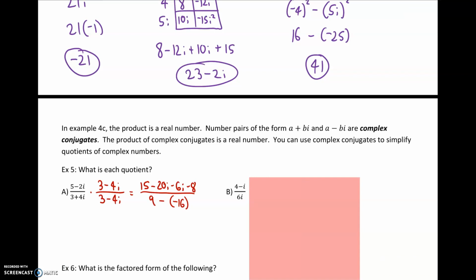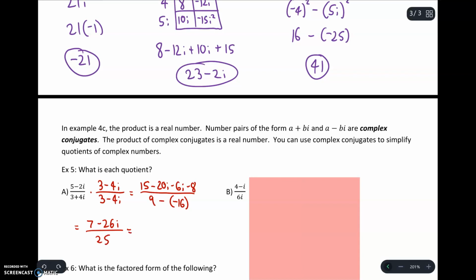Now I can actually look at simplifying each part of my fraction for my final answer. So simplifying across the top, 15 minus 8, combining those real portions, I get 7, minus 20, and then minus 6 more, I get minus 26, and that's going to be i for our imaginary portion. And then 9 minus -16, again, is like saying 9 plus 16. That's where I'm getting 25 from.